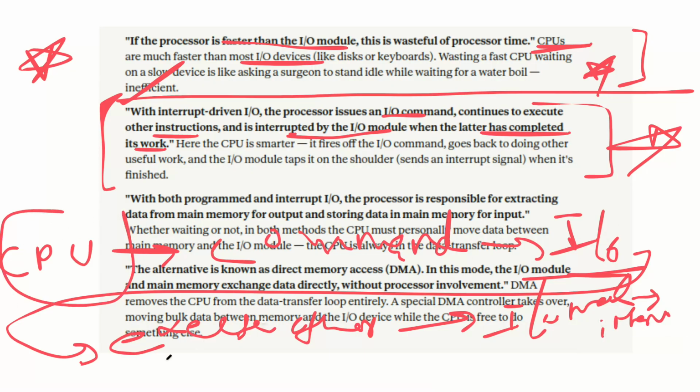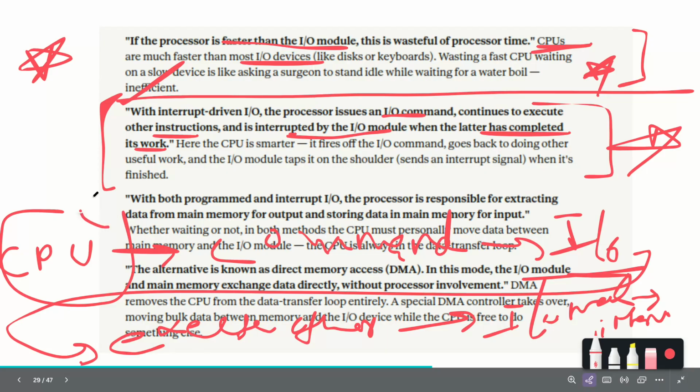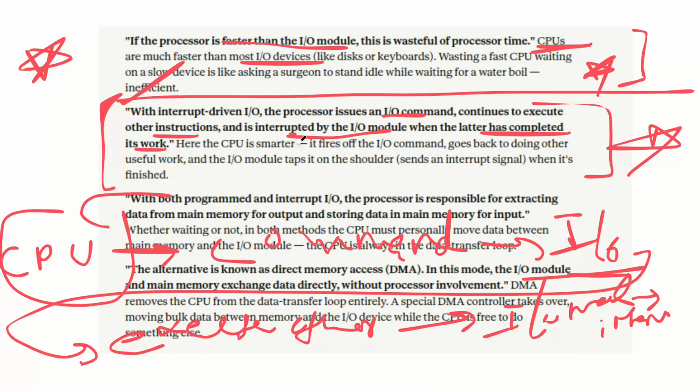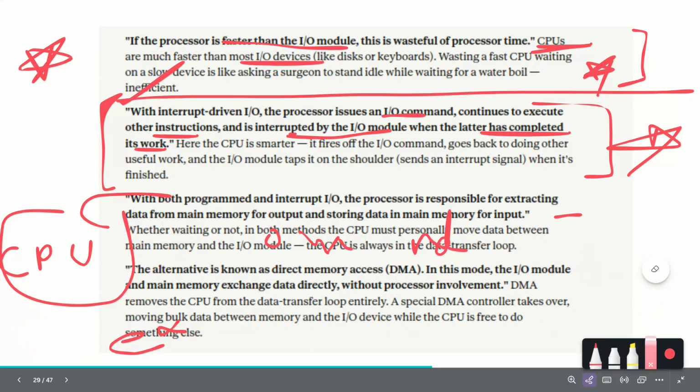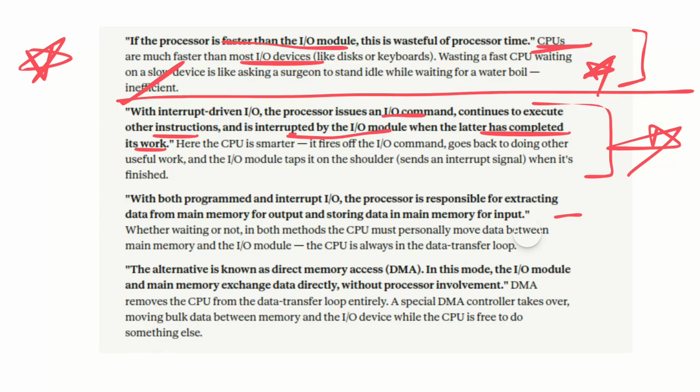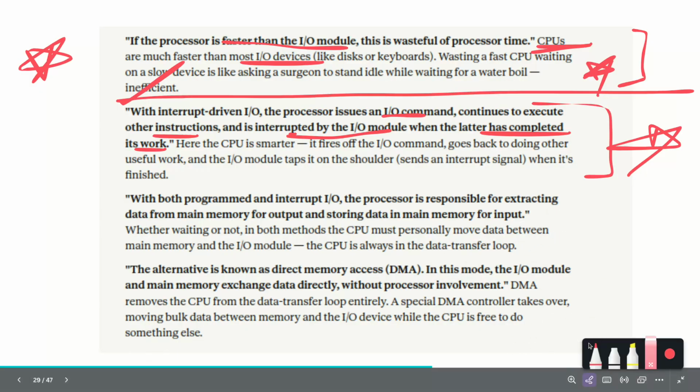So the CPU stops its current work, and then it does the work that was requested through this IO operation. Here the CPU is not waiting for the completion, right? The CPU is not sitting idle waiting for the completion. So this is the advantage here.